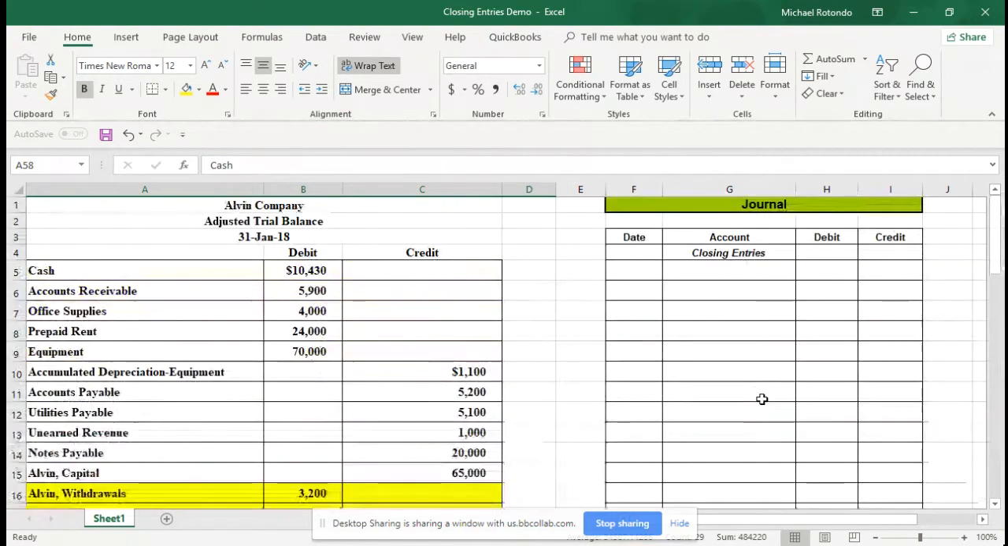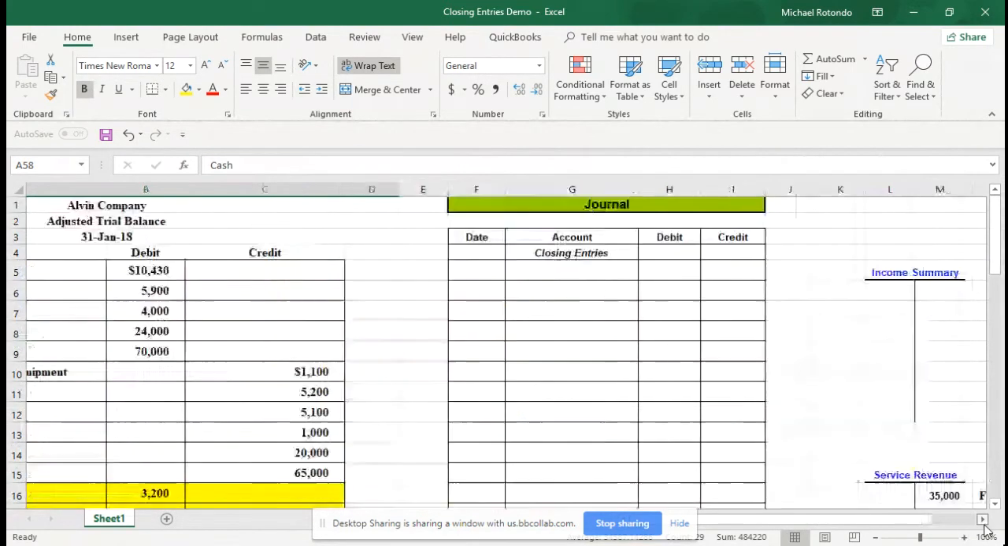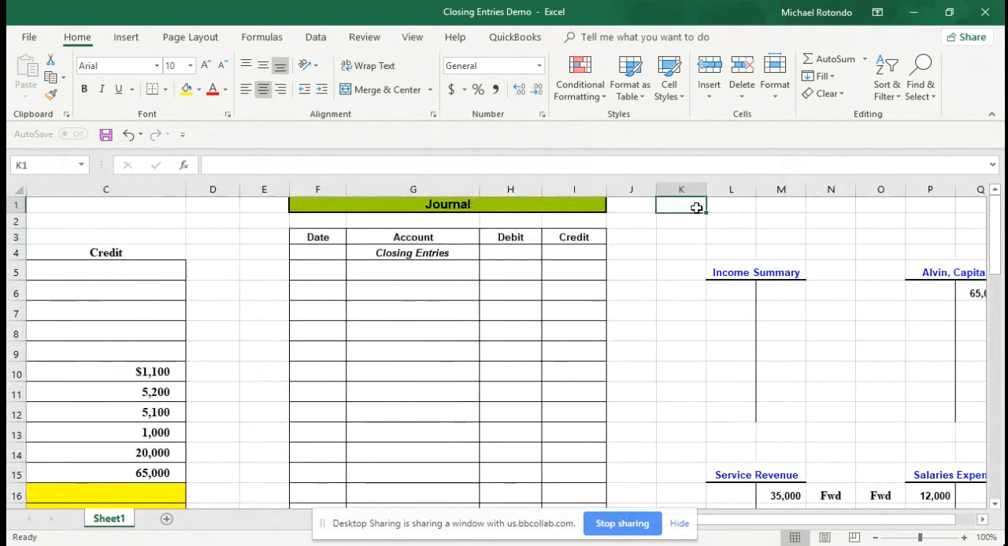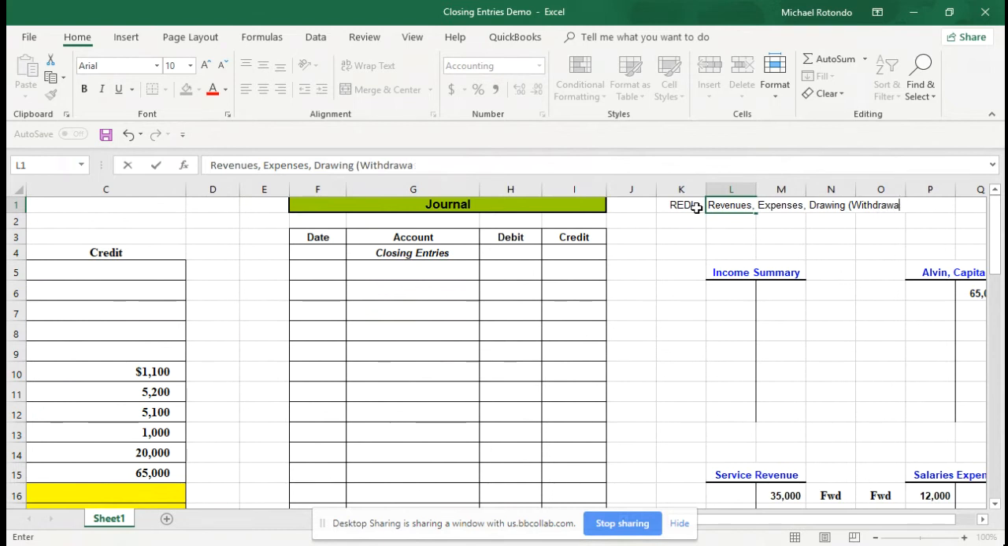So how do we do this? Well, the easiest way to do this is to use what's called the REDI method, R-E-D-I, which means revenues, they're closed first, and then expenses, and then drawing, which is the same as withdrawals, it's just a different name for it. And lastly, the income summary.